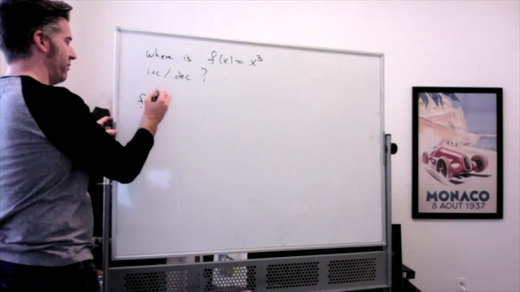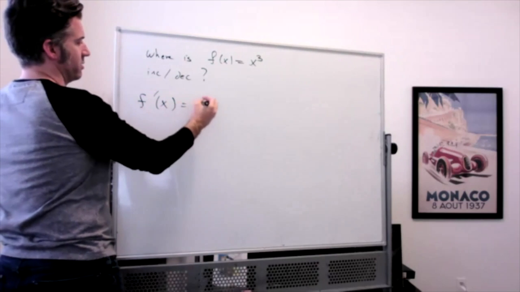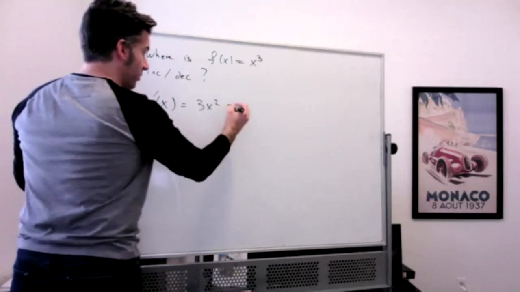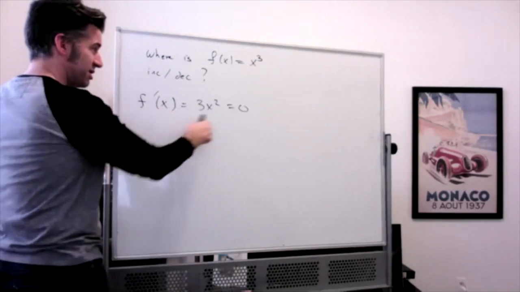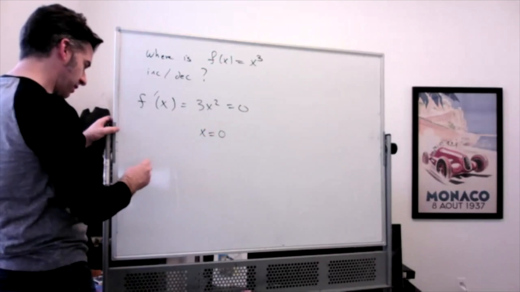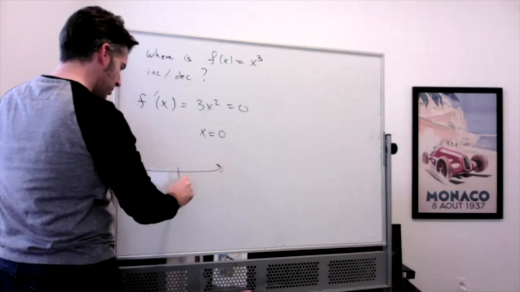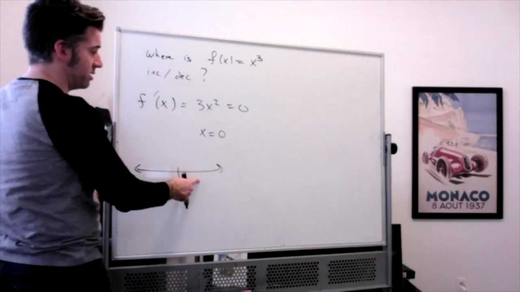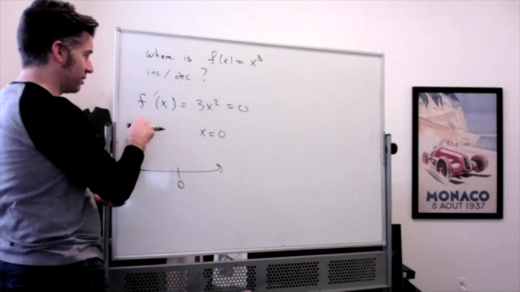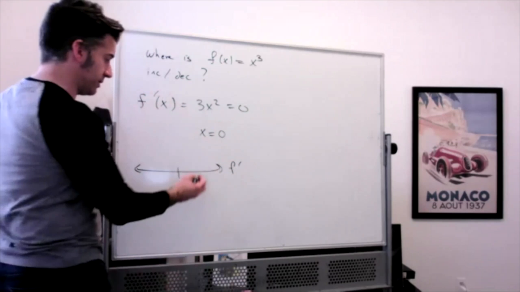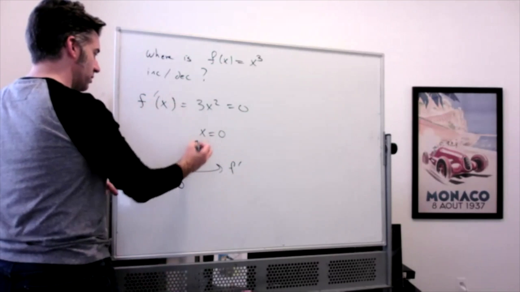So find the derivative, super straightforward. f prime of x is 3x squared. Find the critical value, so I'm going to set the derivative equal to 0. Solving this, x is 0. So here's my number line. 0 is my only critical value. If I pick a number larger than 0, like 1, plug it into the derivative, f prime of 1 is positive. So the function is increasing.